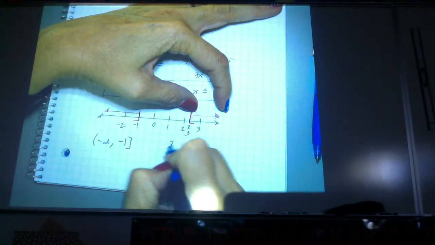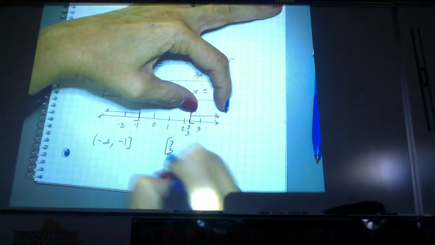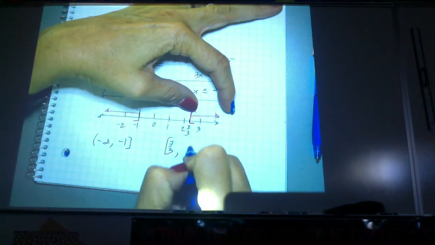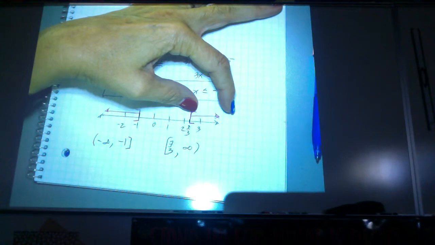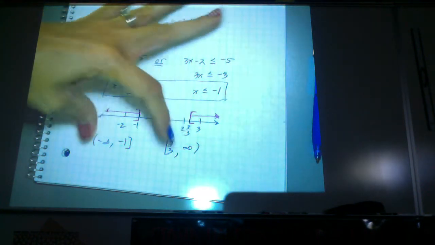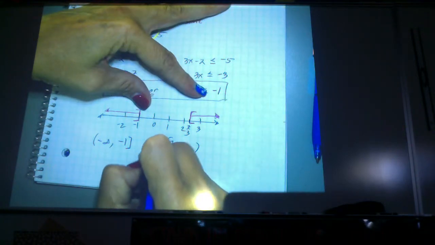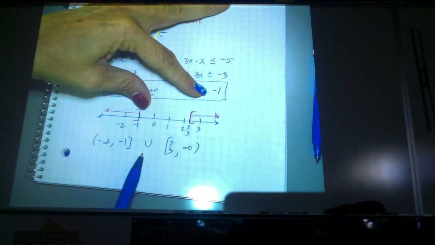7/3. And we are including it, so it's got brackets. What's the right bound number? Positive infinity. And we always have parentheses. So to finish this off, we have to show that we want to combine those two together. So we use a union statement. And it looks like a U.